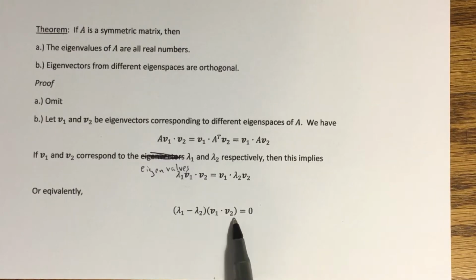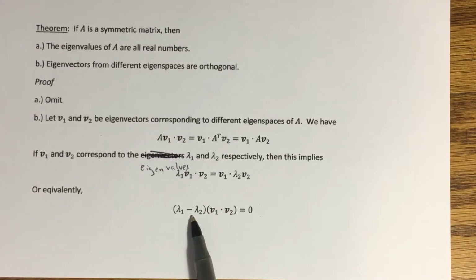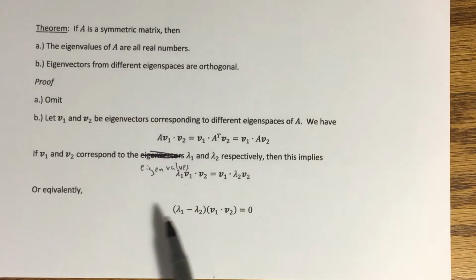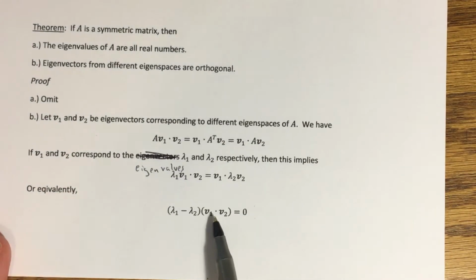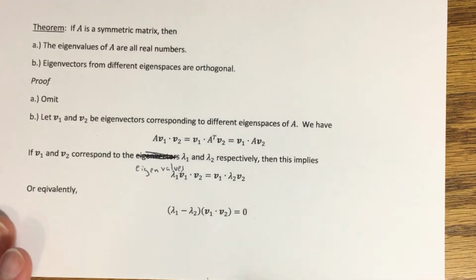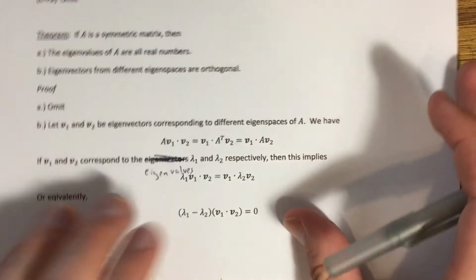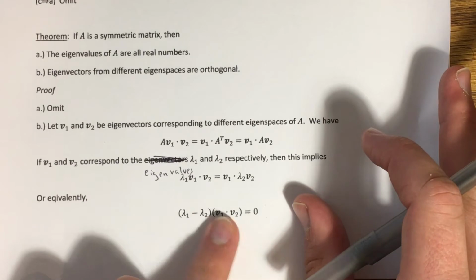So I have a scalar times a scalar equals 0, and from your zero product property, one of them has to equal 0. But we know that this one is not equal to 0. If they were, then lambda 1 would equal lambda 2. But we're assuming that lambda 1 and lambda 2 are the eigenvalues corresponding to different eigenspaces. That only happens if they're different numbers. So this is not equal to 0, which implies that v1 dot v2 is equal to 0. And remember, that's what we wanted to show in the first place, because this is what establishes that those two eigenvectors are orthogonal to each other.